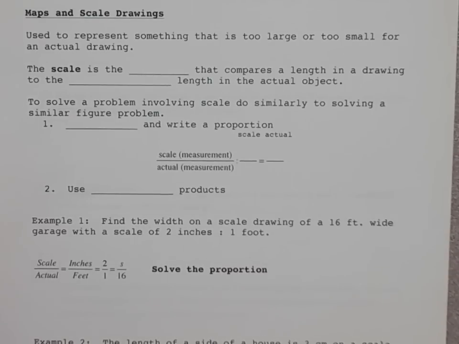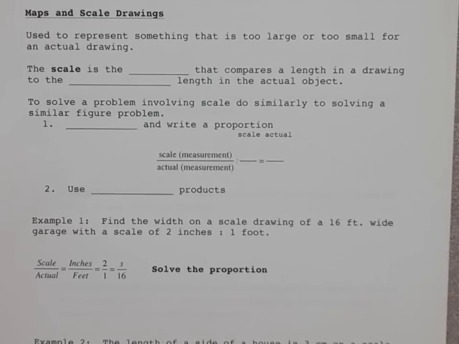A scale drawing is where you either blow something up real big, like in science where you have a picture of a cell and you want to see all the parts so you make it bigger, or it might be something where you're making something smaller, for example, a map or a blueprint for a house. You design it to proportion so that you know all the measurements.